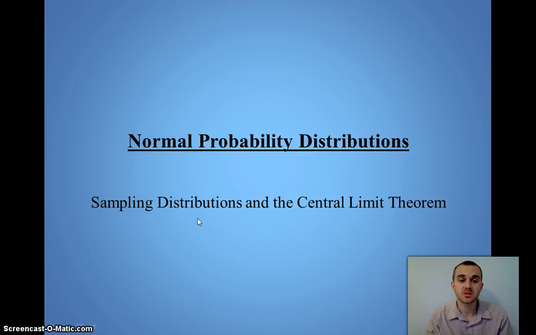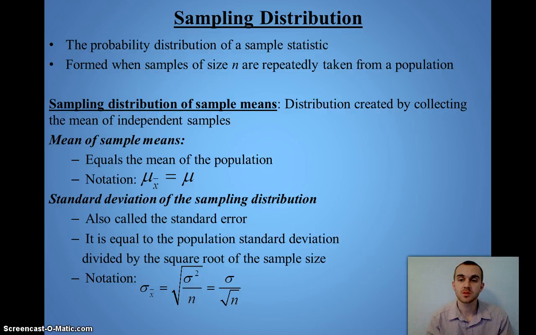In this video we're going to explore sampling distributions and the central limit theorem. A sampling distribution is a probability distribution of a sample statistic, and it's formed when we take samples of a specific size repeatedly from a population. When we talk about the distribution of sample means, we're looking at a distribution created by collecting the means of each of the samples we've been taking.